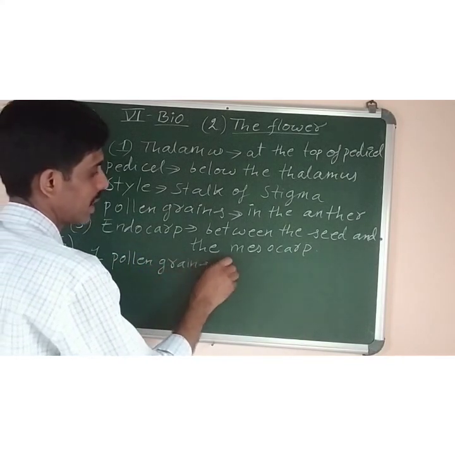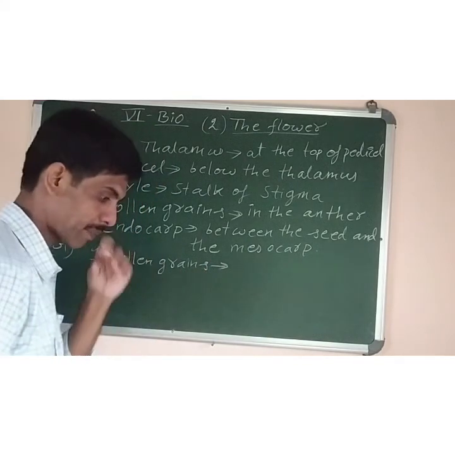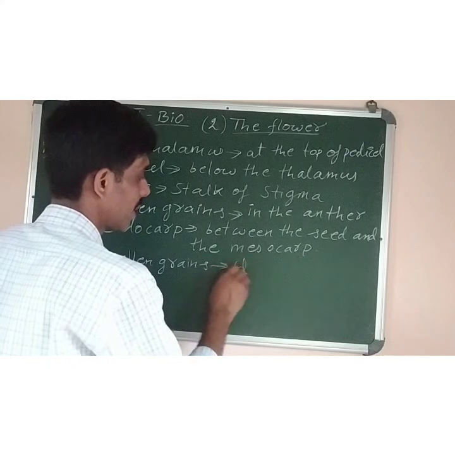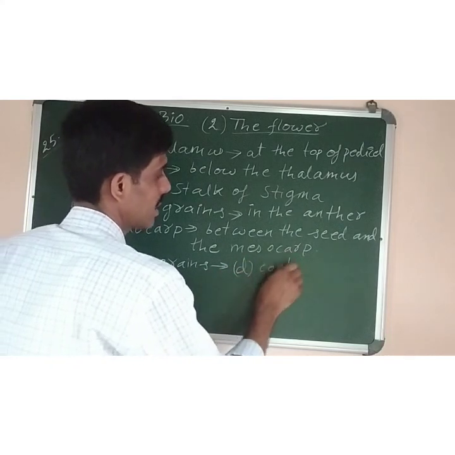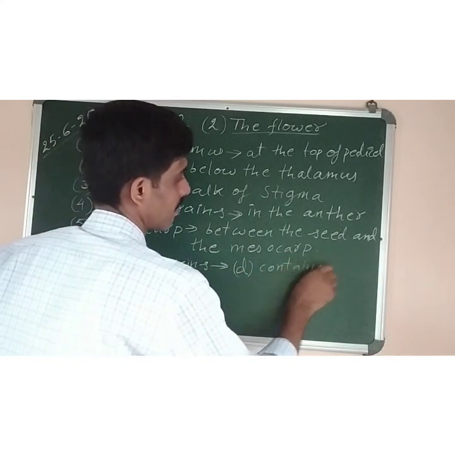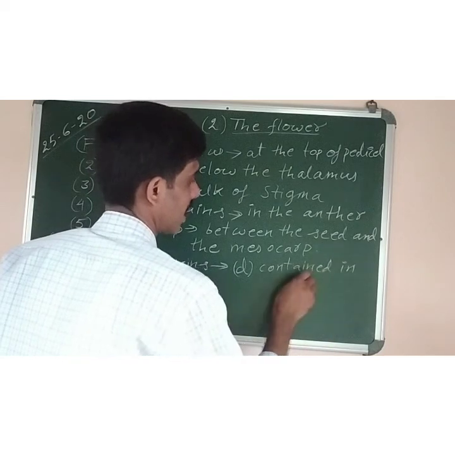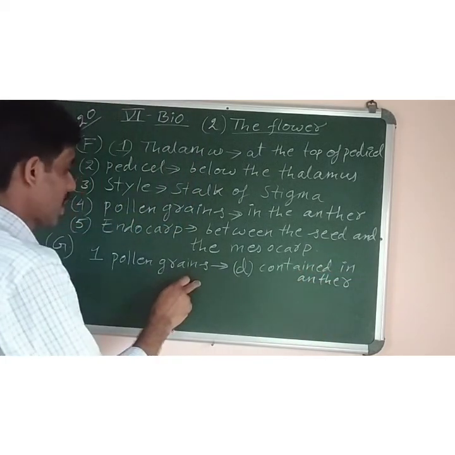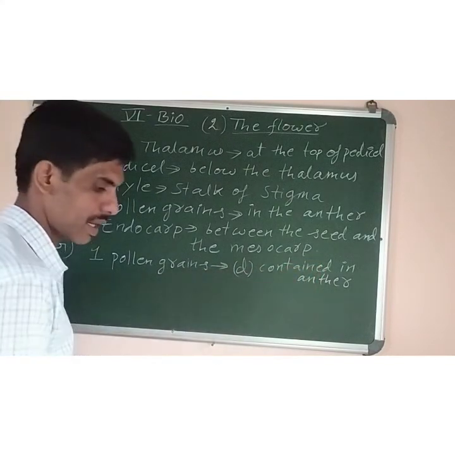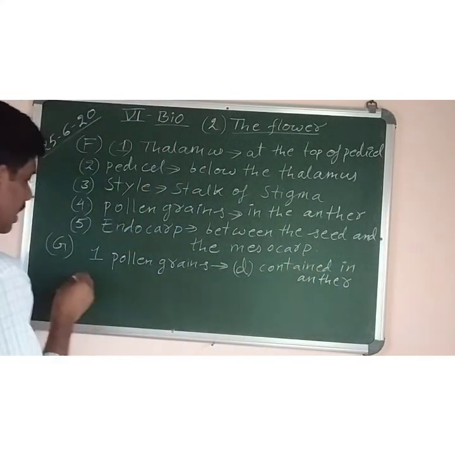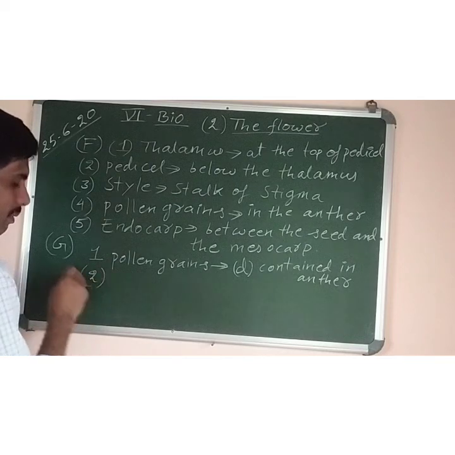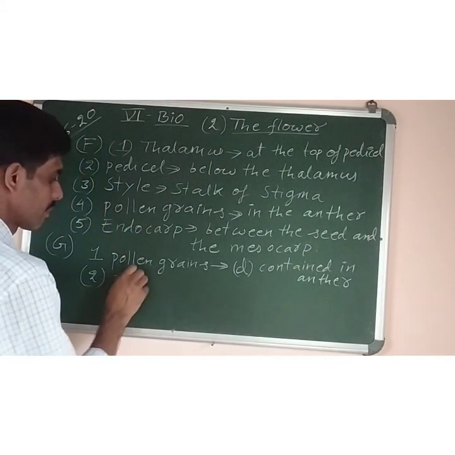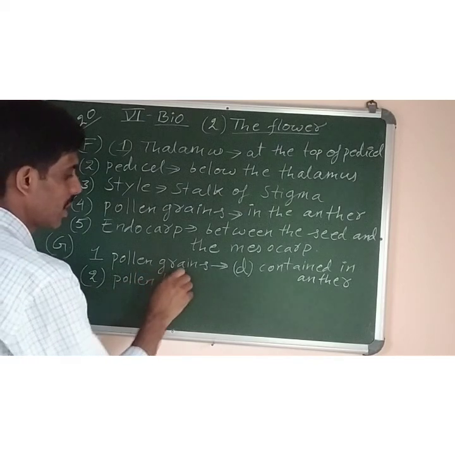And whatever correct answer is there right in front of it, like number 1 I have written D, that is contained in anther. So number D you can write contained in anther. Okay, number 1, pollen grains contained in anther. Then number 2 is pollen tube.